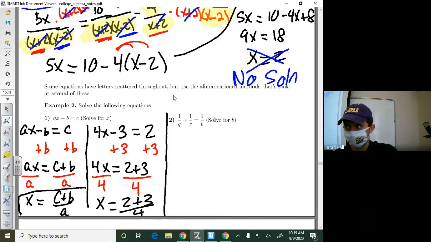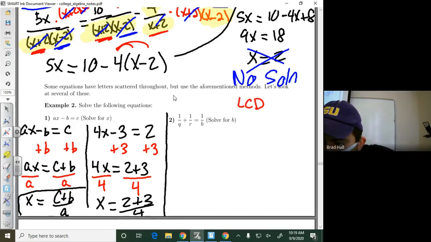So hopefully that's okay so far. It looks intimidating because of all the letters, but sometimes relegating them to numbers gives you a good insight on what the symbolism represents. So with problem 2 over here, I immediately see a fraction. So I immediately think least common denominator.